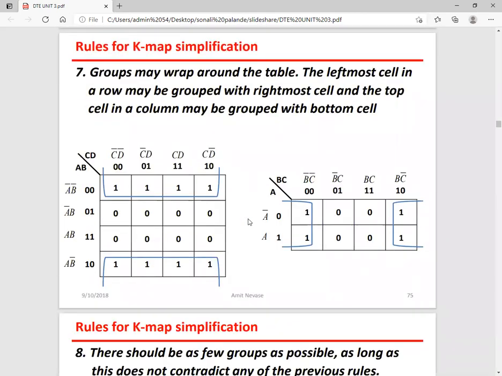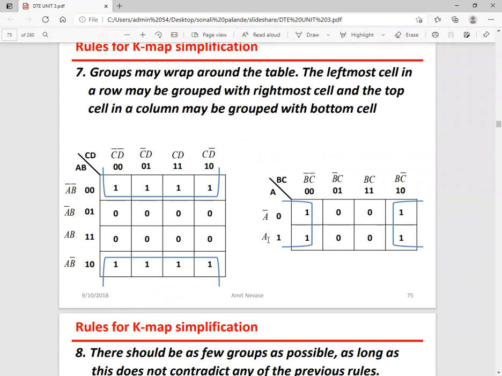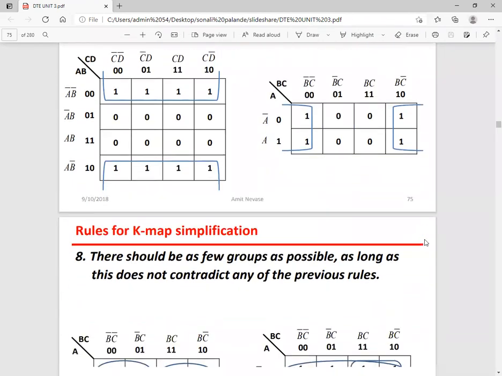The 7th rule of Kmap simplification is groups may wrap around the table. The leftmost cell in a row may be grouped with the rightmost cell, and the top cell in a column may be grouped with the bottom cell. So these fours and these fours are grouped together. These twos and these twos are also grouped together, which is possible.